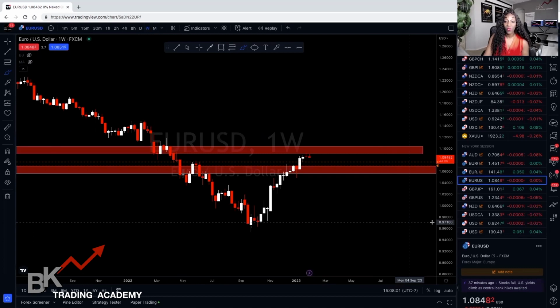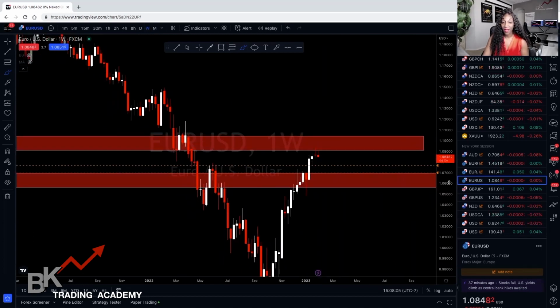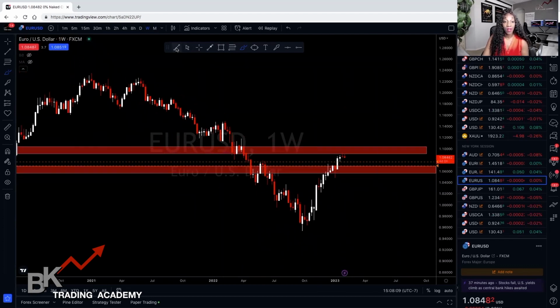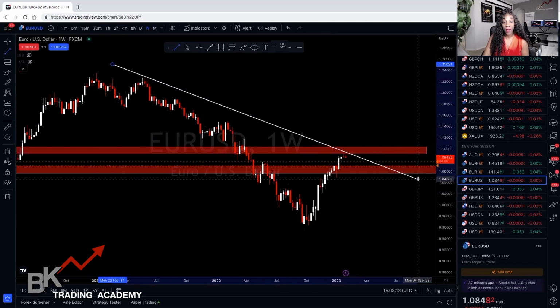So now on this weekly time frame, you will see that we're seeing some bearish confirmation right now. You see that? Double wick rejection on the weekly, and we are also in a downtrend. So all I have to do is do this, we are in a downtrend.